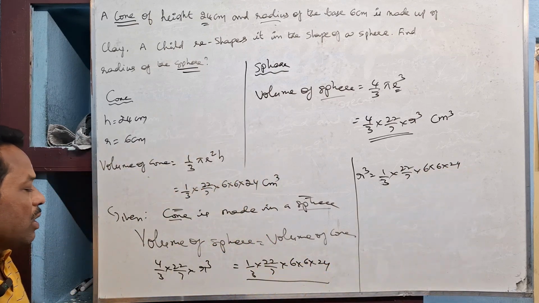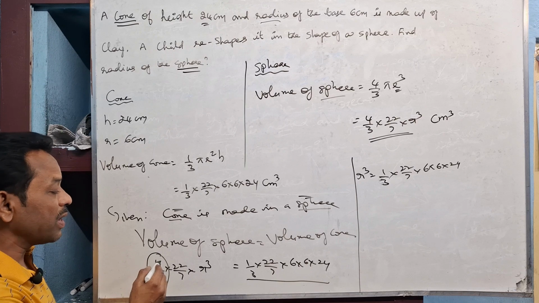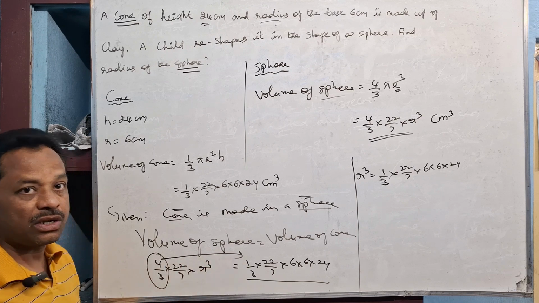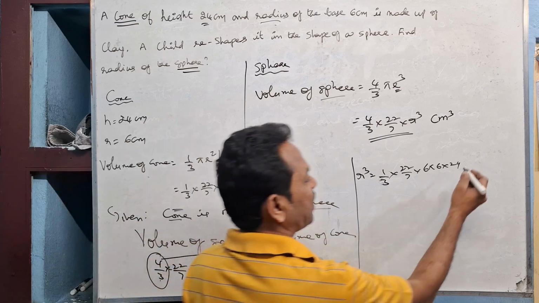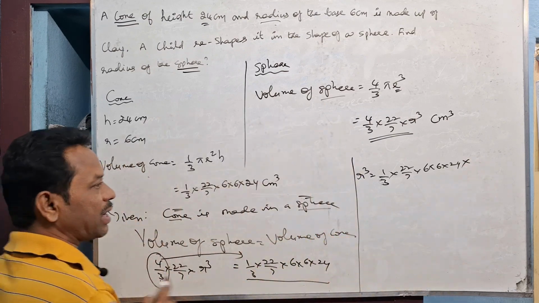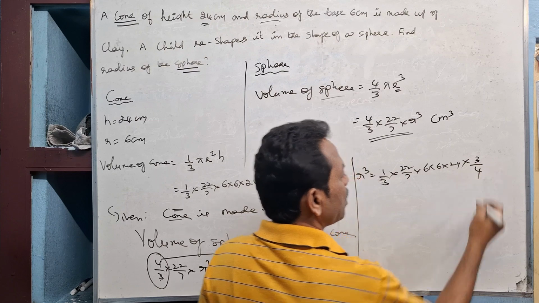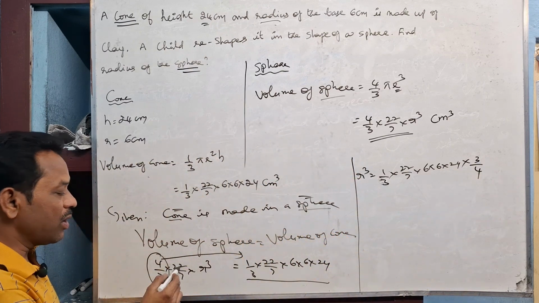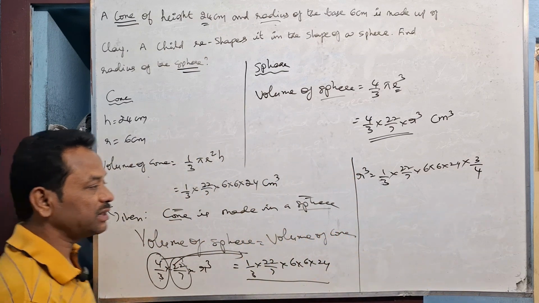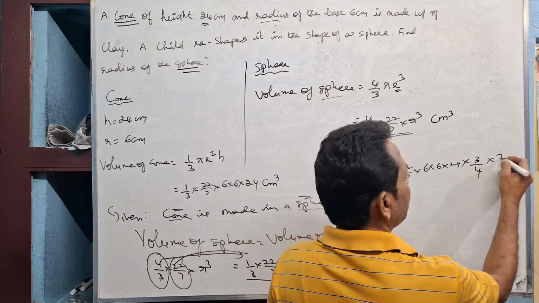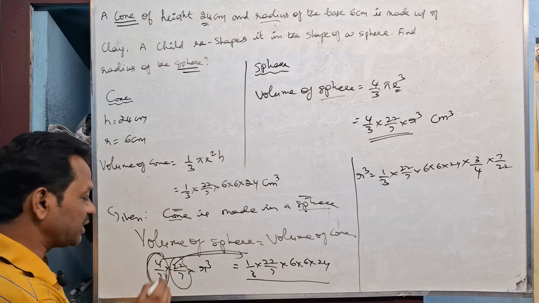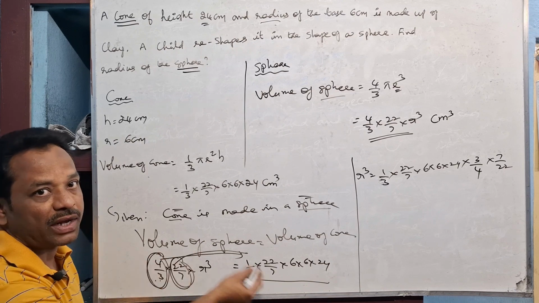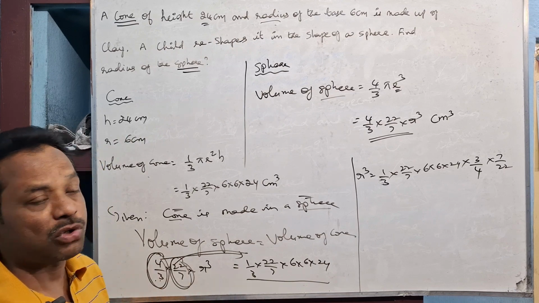Now listen carefully. 4 by 3 is shifted from LHS to RHS. Whenever a fraction is shifted from LHS to RHS, you have to take the reciprocal of the fraction. Here 4 by 3 becomes 3 by 4. In the same way, 22 by 7 is shifted to RHS, so you will take 7 by 22. Again I repeat, these two fractions are shifted from LHS to RHS, so you have to take the reciprocal of those fractions.